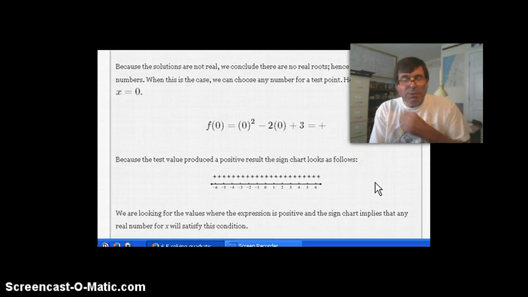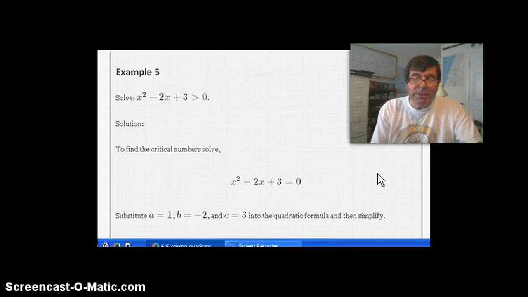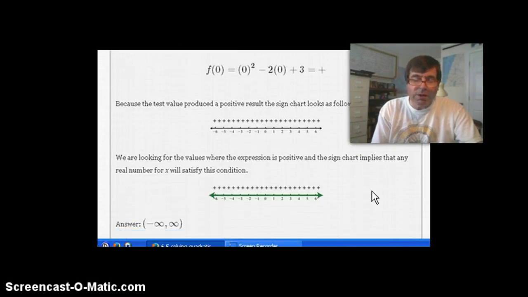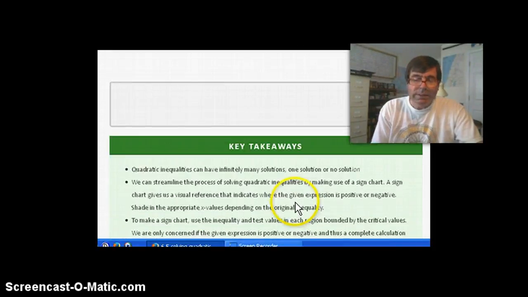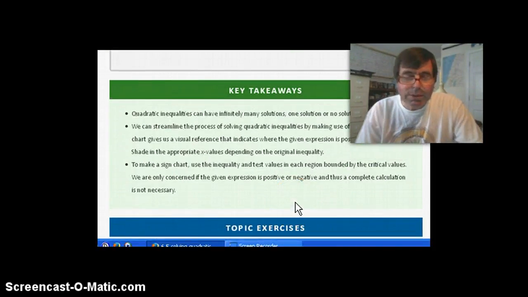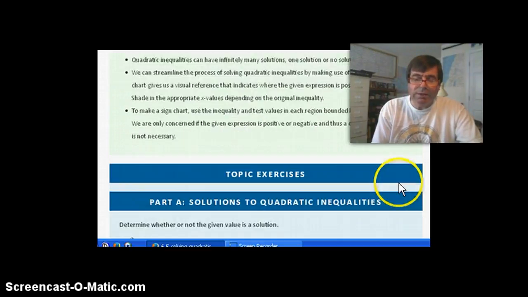So the answer is, if you plugged in all these values, it's all positive here. So the question is where is that quadratic greater than or equal to 0? It's greater than or equal to 0 everywhere, or all real. There's the interval notation for all real. Alright, so here's some takeaways we get with this. Quadratic inequalities can have an infinite solution. Do a sign chart. Find the x values. The sign chart is bounded by critical values.